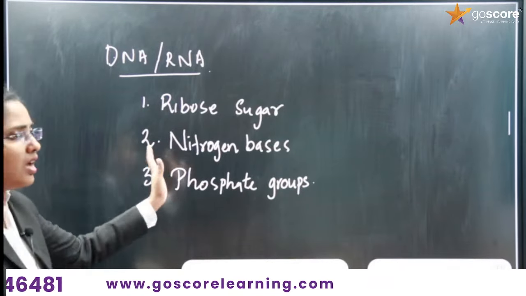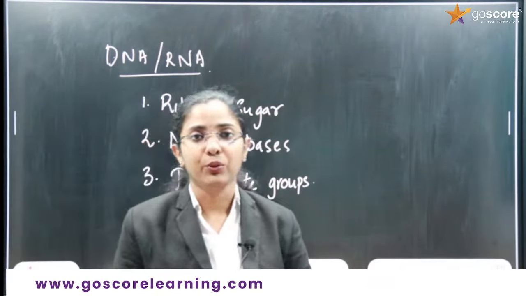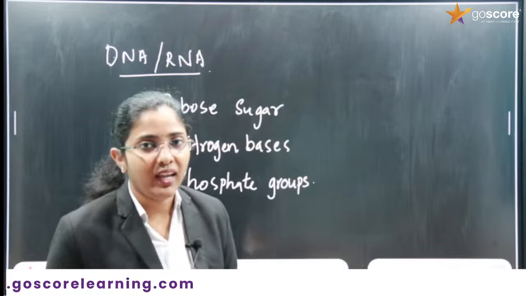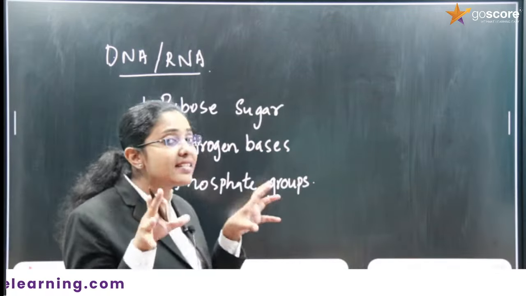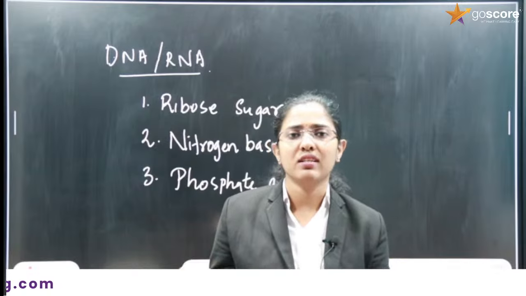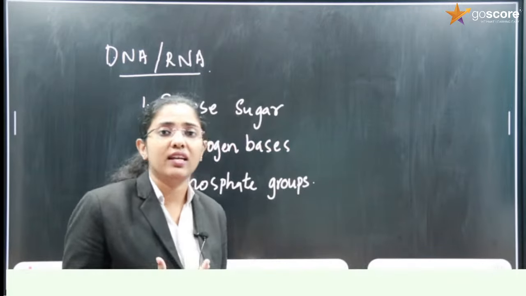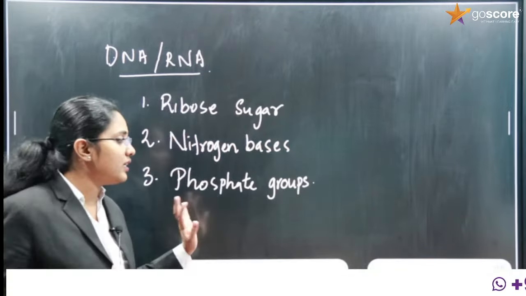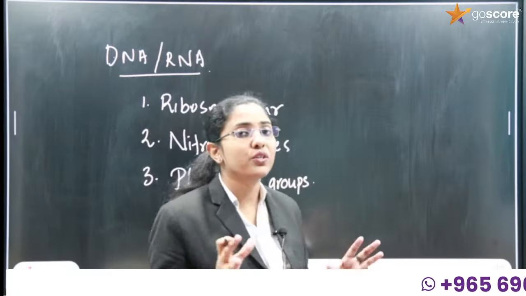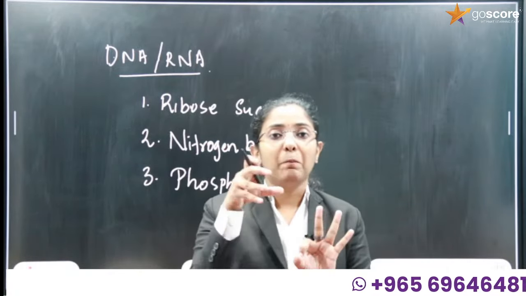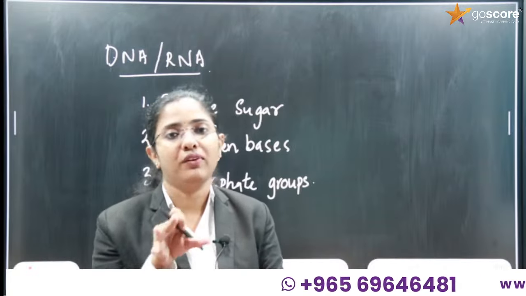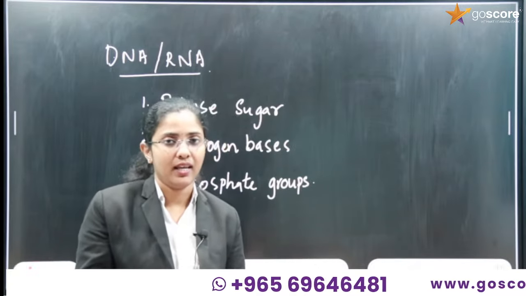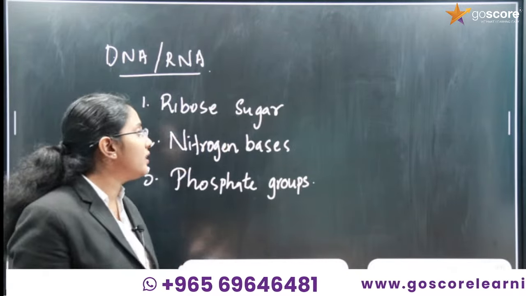First one is ribose sugar. Be thorough, okay? Ribose sugar is the first thing, and the second thing is nitrogen bases. What are nitrogen bases? They are rich in nitrogen. Next is the phosphate group. So these three are the basic components of DNA and RNA. Let's see each in detail.